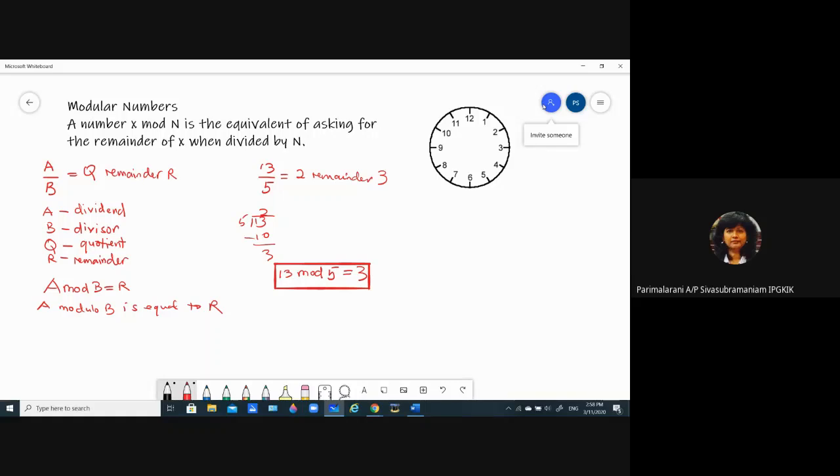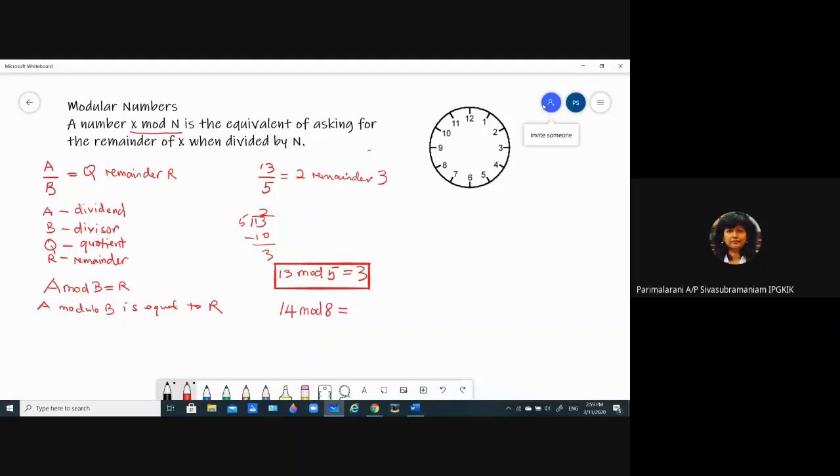Okay. So a number x mod n is the equivalent of asking for the remainder of x when divided by n. So if I write here 14 mod 8, what does this mean? It means 14 divided by 8 is equal to the remainder. What is the remainder?